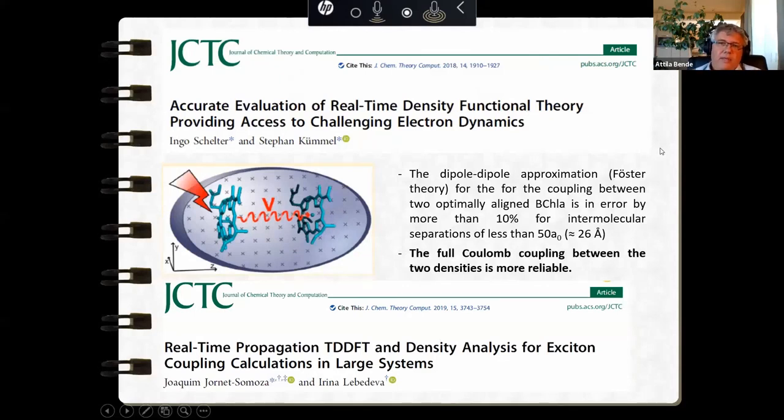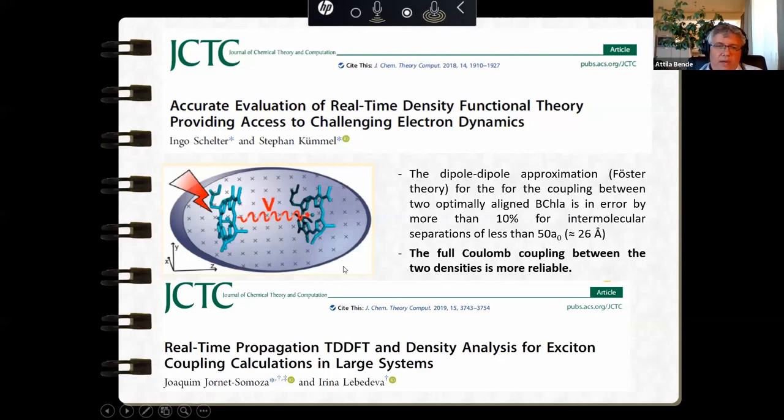Among other results that were obtained using this real-time TDDFT method, we have to mention the work of Kümmel, which is very, very important. He studied the coupling of the excited states between 2 porphyrin-like molecules called BCLA, in order to study the so-called Förster resonance energy transfer. And he observed that the dipole-dipole approximation, which is in the original theory, is not valid for shorter intermolecular distances. So the full Coulomb coupling must be taken into account between the densities.